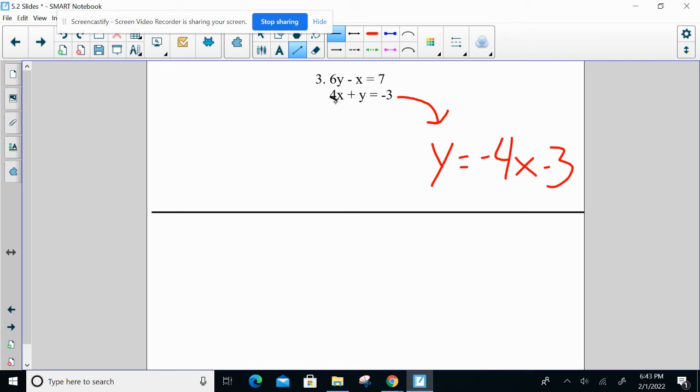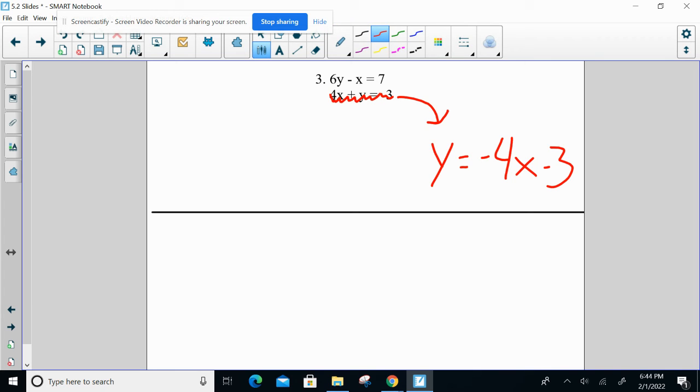I'm going to scribble this one out, because we rearranged it. We took the 4x and we just moved it to the other side. But now we have something rearranged that has a y all by itself.